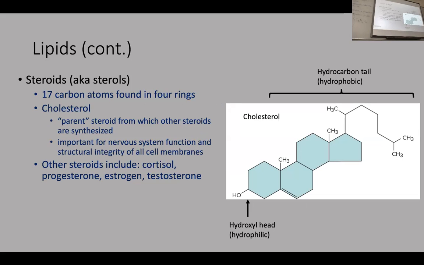The last category, steroids, they're also called sterols. We have rings again. So now typically we have 4 carbon rings with a tiny little hydrocarbon tail coming off the back end. So sort of similar in structure to icosanoids with the ring and the tail.